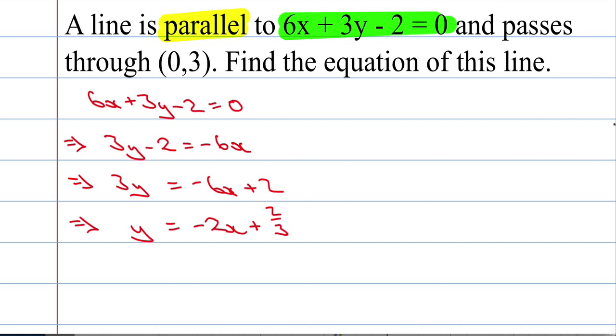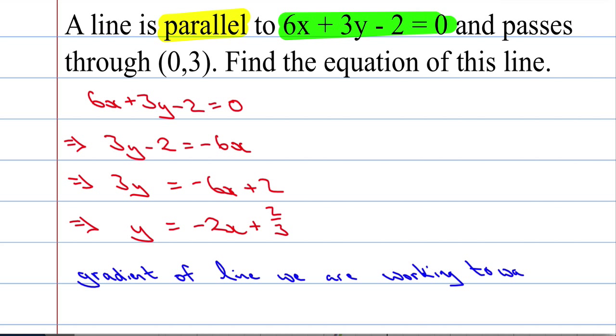So if the gradient of our old line was negative 2, the gradient of the line that we're looking for, so let's write this down. The gradient of the line we are working towards also equals negative 2 because it's parallel.